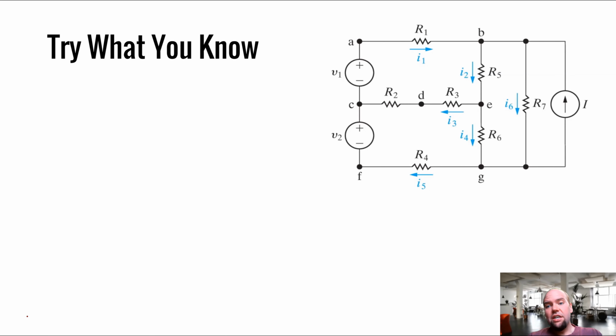So we have 6 unknown currents, and based on math classes you've taken, you probably know if you've got 6 unknown variables, you're going to have to find 6 linearly independent equations in order to solve those. So how are we going to get those linearly independent equations? Well, Kirchhoff's current law, Kirchhoff's voltage law, Ohm's law. That's our toolkit right now. So let's do some Kirchhoff's voltage law.